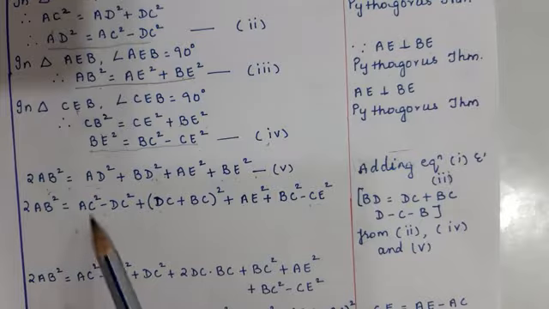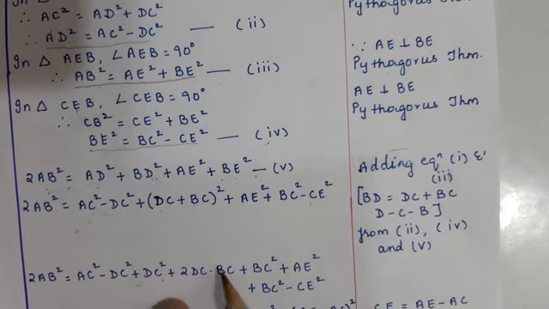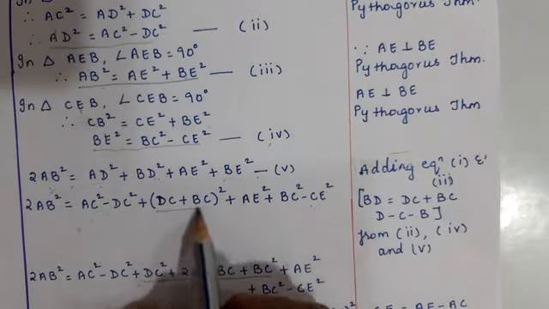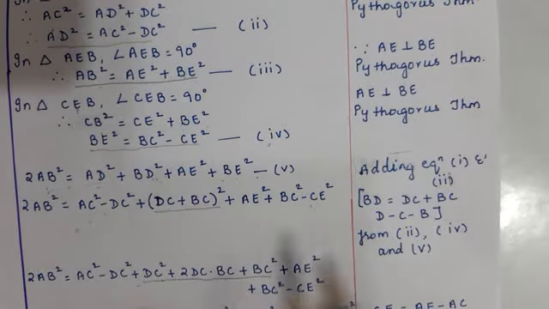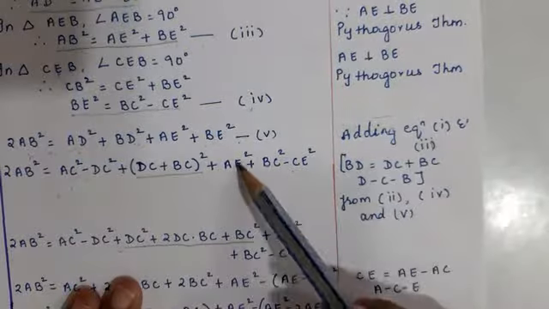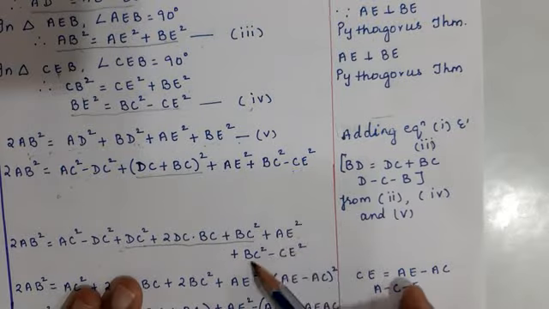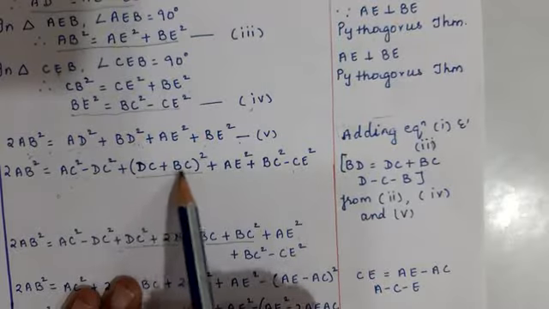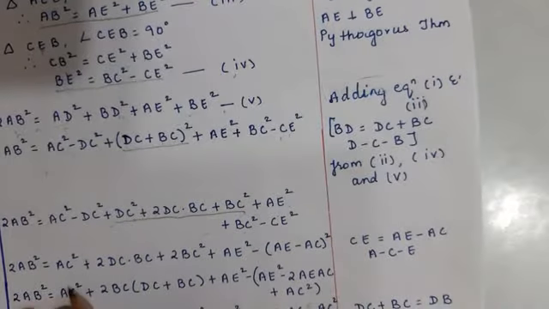2AB square is equal to AC square minus DC square plus DC square plus 2DC into BC plus BC square. This is nothing but the expansion of the a plus b whole square formula being applied here. Now AE square is as it is, and BC square minus CE square. Only thing is here we have expanded DC plus BC the whole square as this.